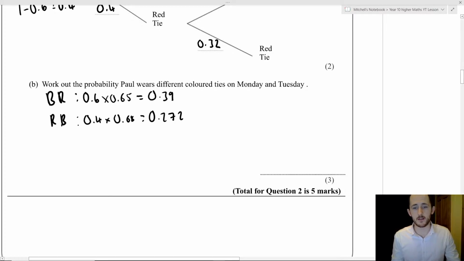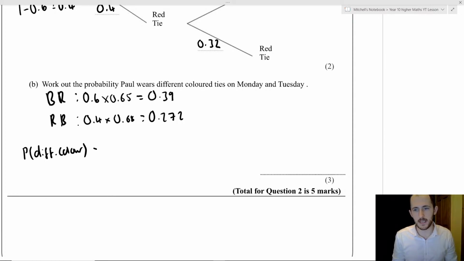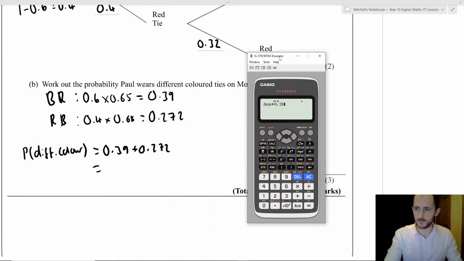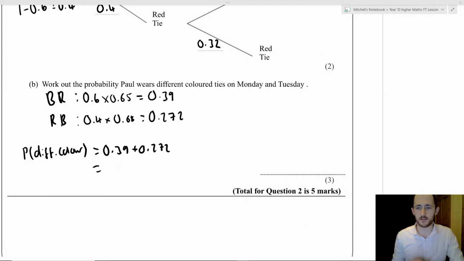But again, the probability of wearing a different colour is both of those things added together. Okay, so answer plus 0.29 gives me 0.662, and that's our final answer. And again, that's 3 marks. You might notice it doesn't really take 3 marks worth of time, but again, it's all about effort.